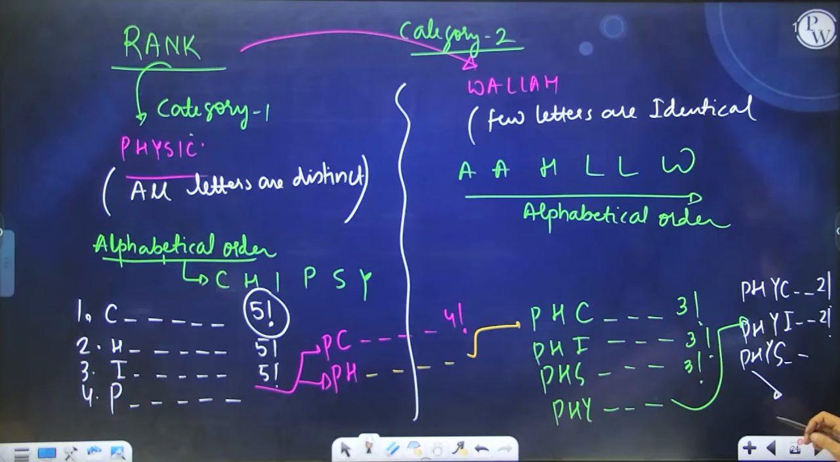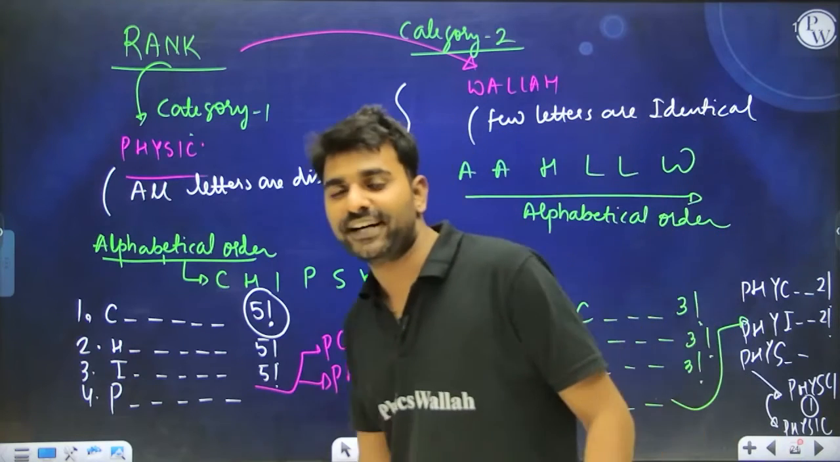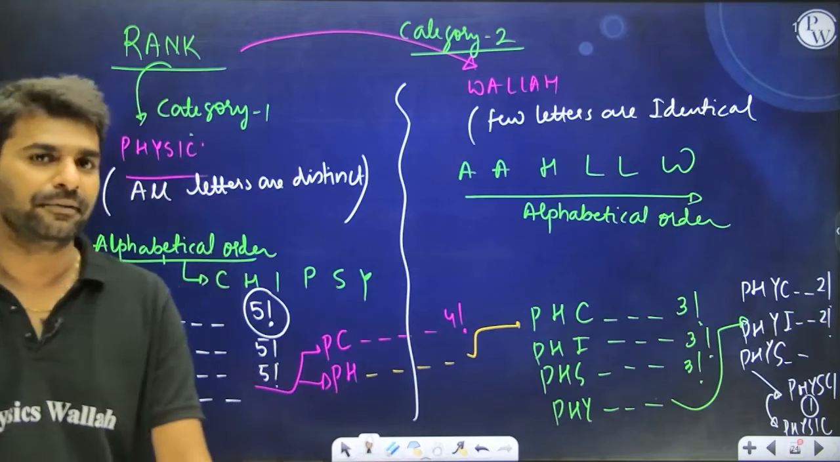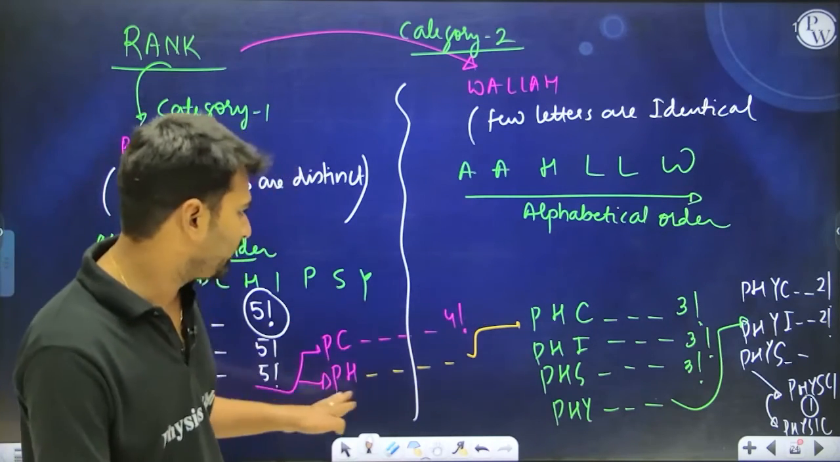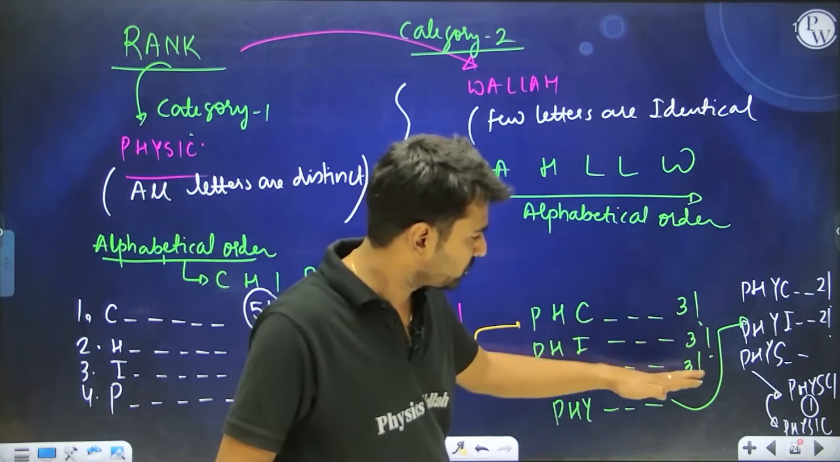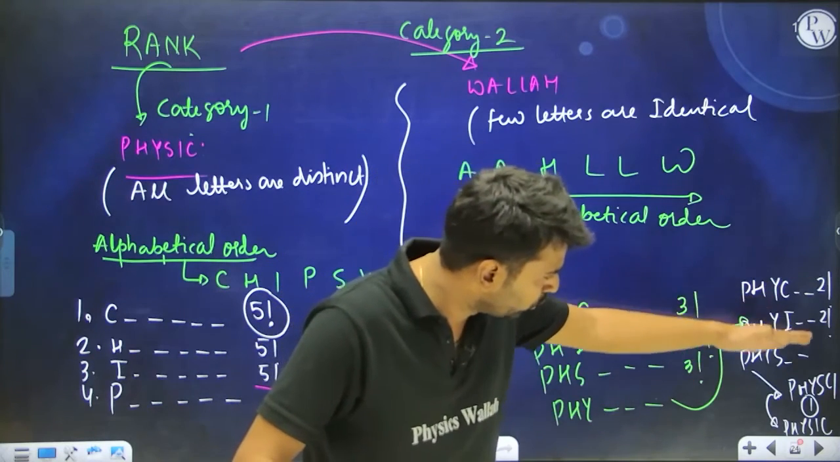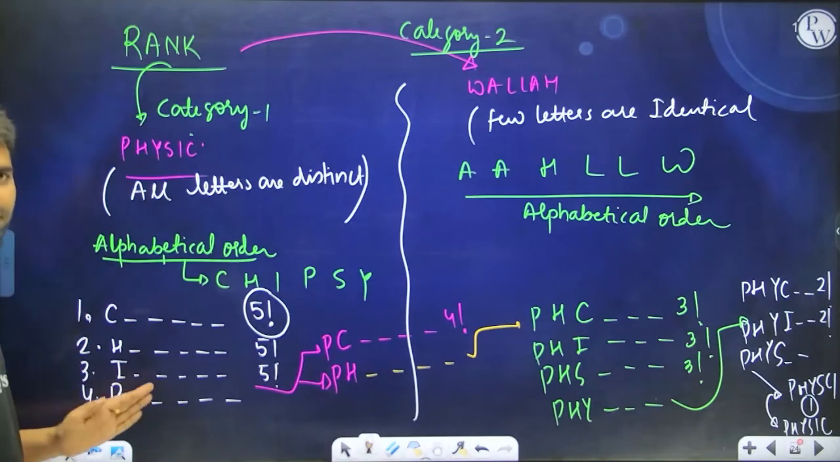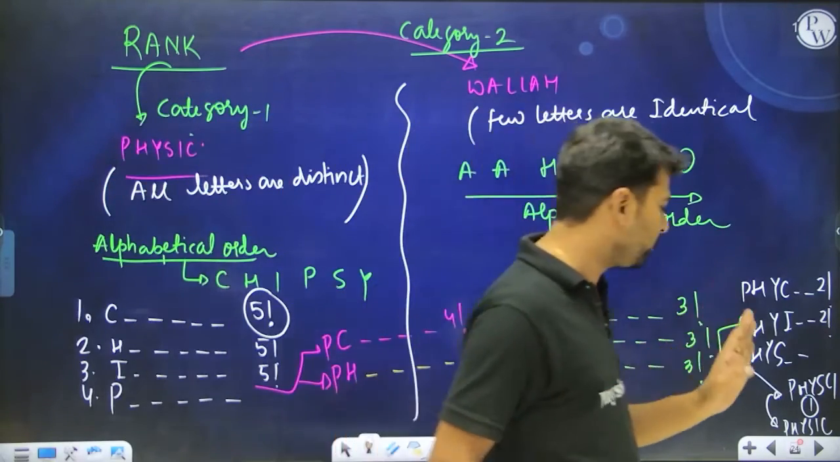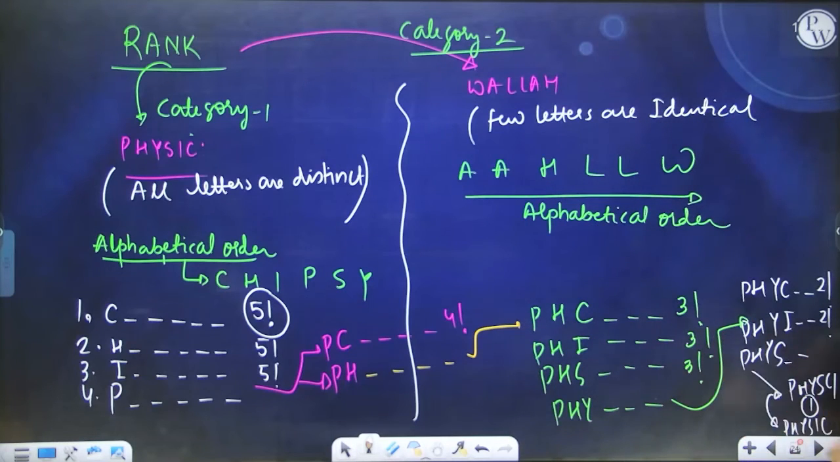Then PHYSC will come, that is 1, and then PHYSI, and physics will come. Yes or no? So this is how the dictionary will be looking. So 5 factorial is how much? 5 factorial is 120. So this is 120, 120, 120, then 24, then 6, 6, 6, and then 2, 2, 1, and then the word physics will come. So that is how, the moment the word physics is getting formed, we have zoomed in. I hope the approach is clear to all of you.